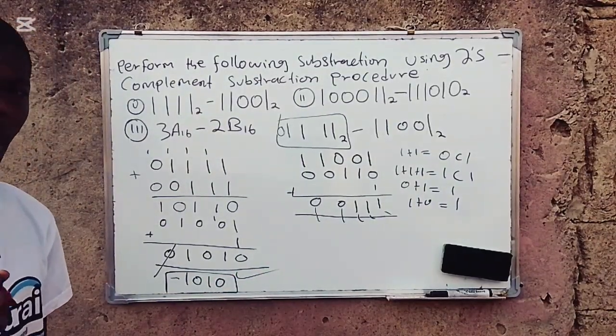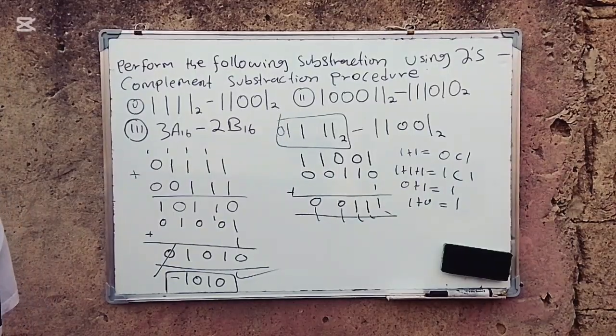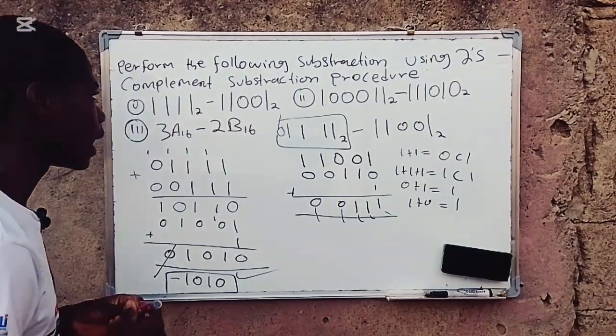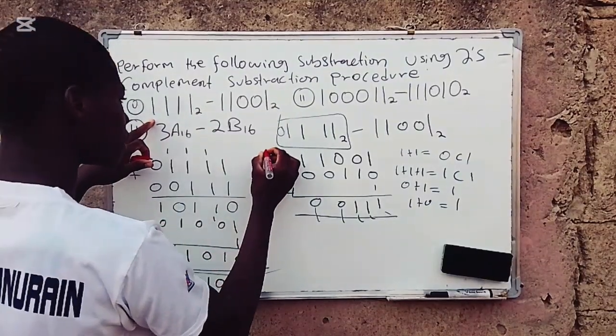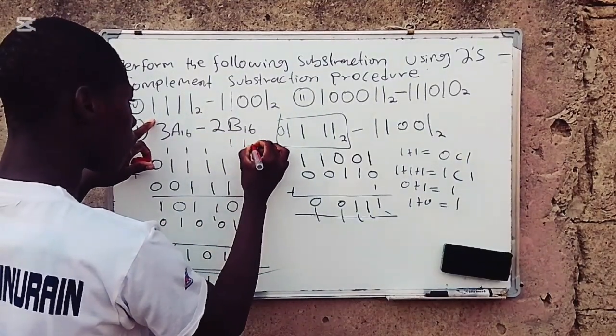So how can I verify whether I'm right or wrong? The first thing to do is that I have 1, 1, 1, 1, which is the same thing as 1, 1, 1, 1.